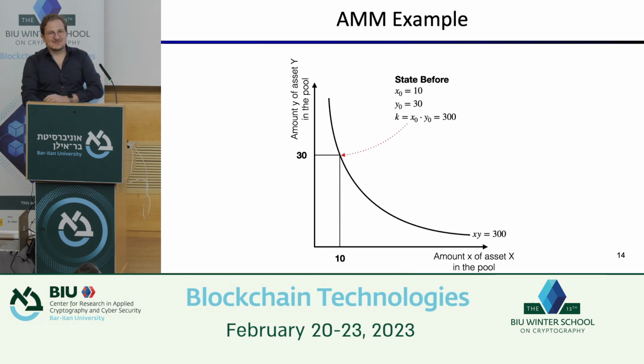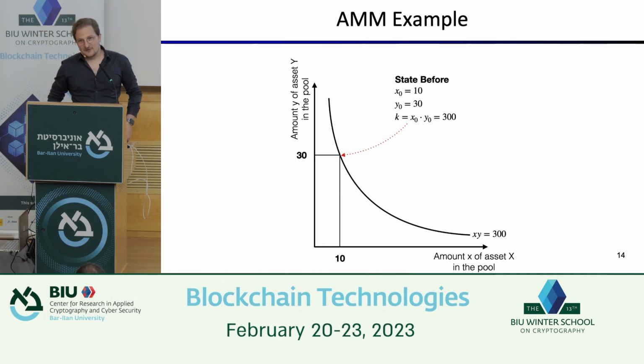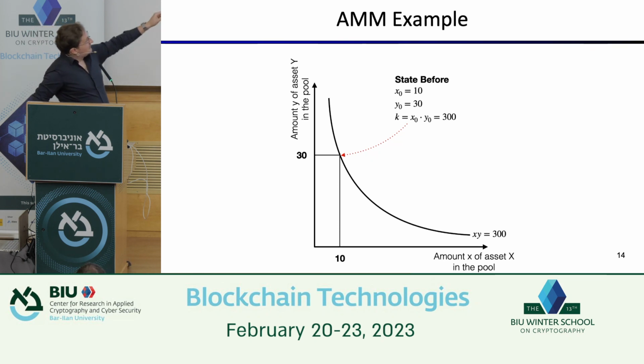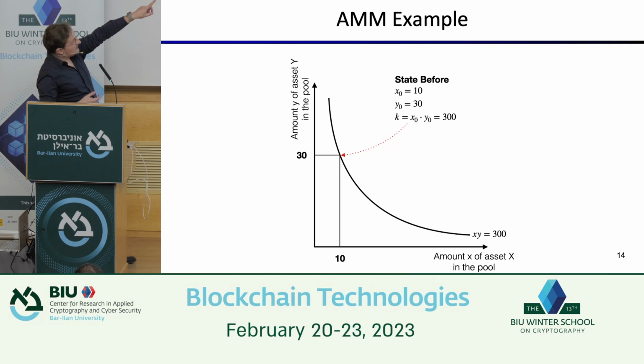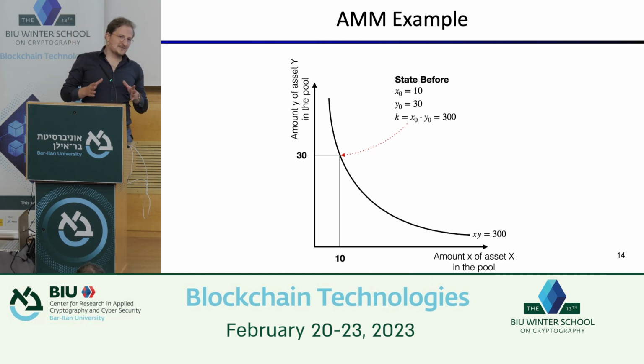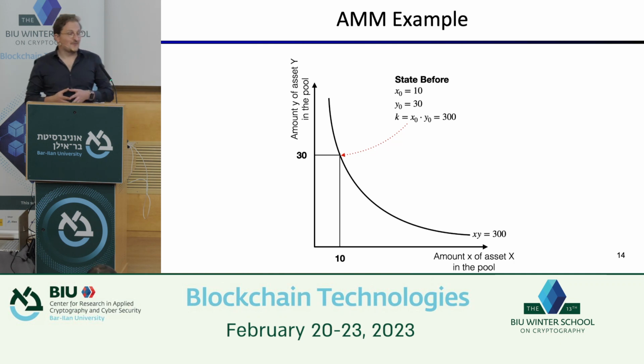Okay, so let's dive into a concrete example, right? The curve here that you see is called a bonding curve. On the x-axis, you have the amount x of asset X in the pool. On the y-axis, you have the amount y of the asset Y in the pool. And we describe this as the state of the AMM, right? So here in this example, you have x = 10, y = 30. So k in that example is 300, right? For the sake of this example, we will ignore fees. And this makes it easier because k will be constant if we ignore fees, right?